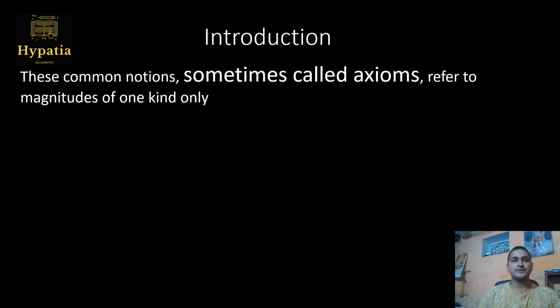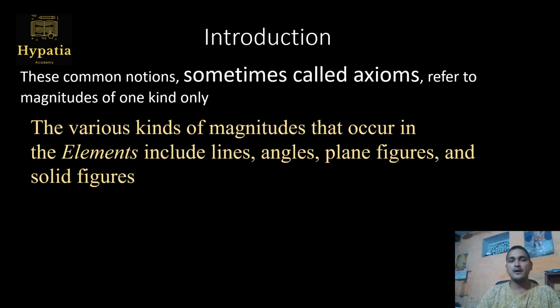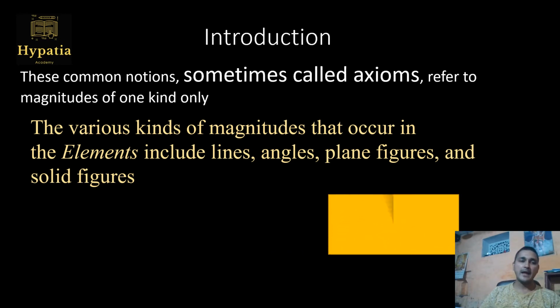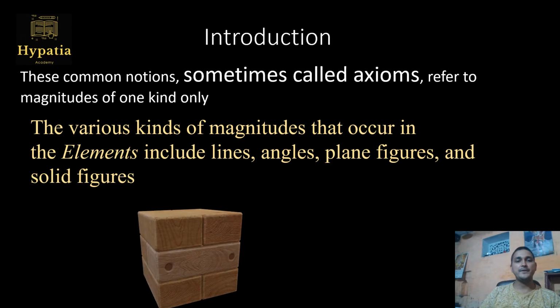The common notion, sometimes called an axiom, refers to magnitudes of one kind only. In Euclid's Elements, there are different kinds of magnitudes, like line, angle, plane figure, and solid figures.